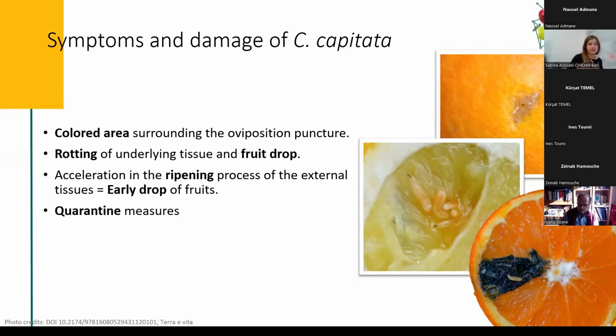And beside the direct damages to the fruits, you also have an increased cost related to the quarantine measures in case of exports of the fruits, because in many countries, the fruit fly has not yet arrived. So fumigants and low temperatures are used to kill the larvae inside the fruits that has to be exported.